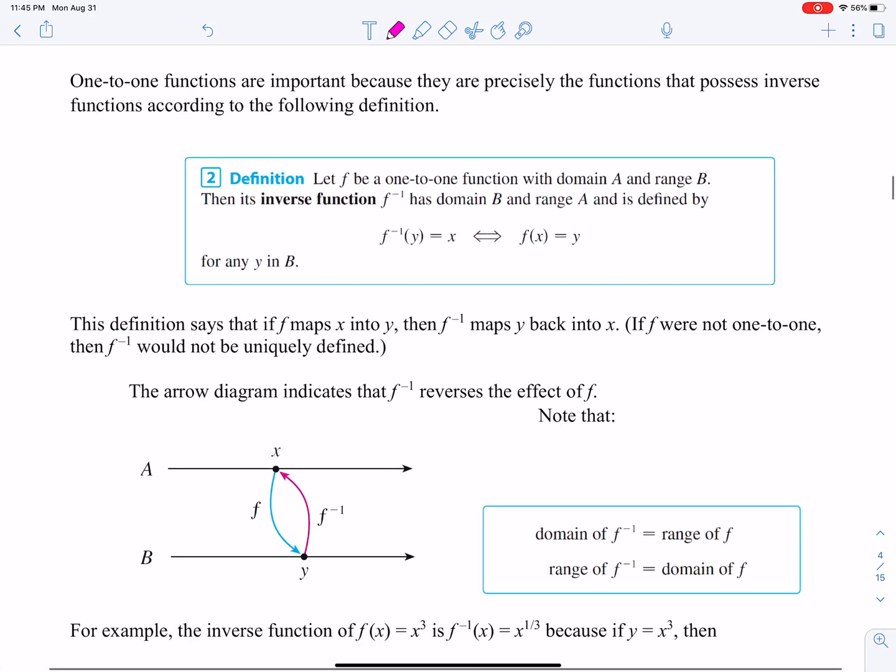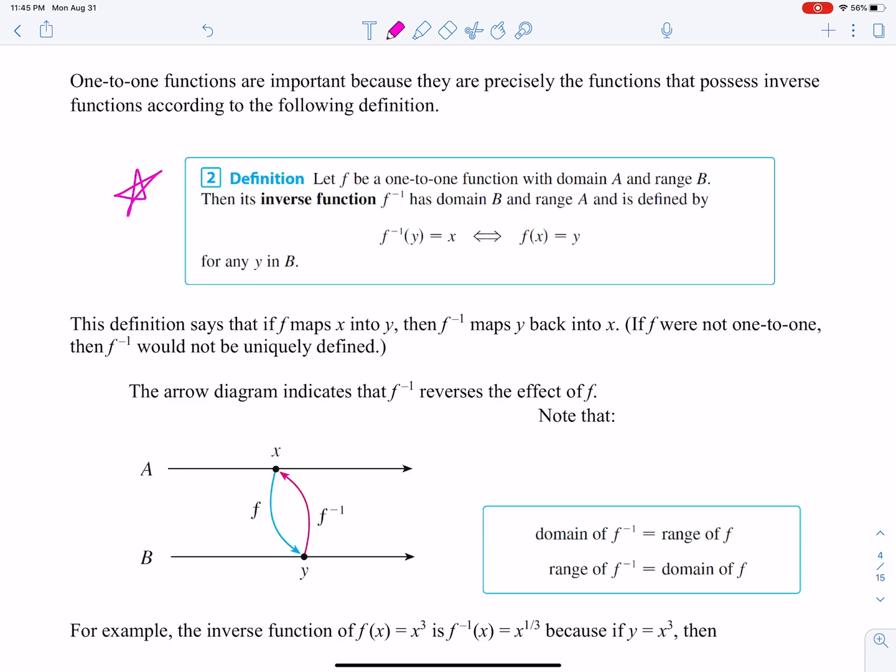All right, so 1-to-1 functions are important because they are precisely the functions that possess inverse functions according to the following definition. So here's the definition. This one's important to understand. You don't have to repeat it word for word, but you have to understand it. So definition, let f be a 1-to-1 function with domain A and range B. Then its inverse function, f inverse, has domain B and range A.